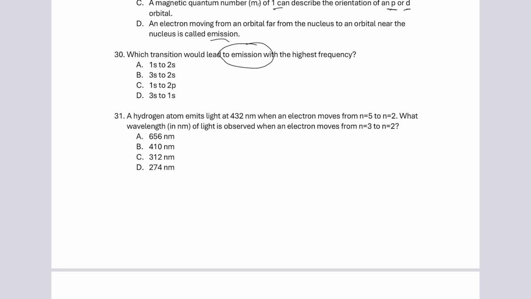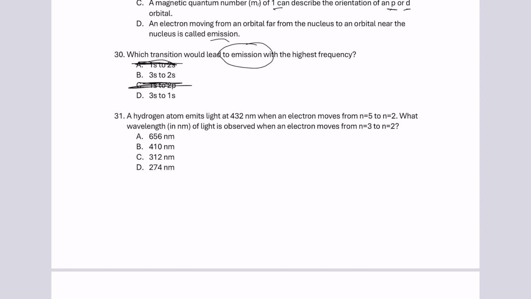Emission occurs when an electron moves from a higher energy level to a lower energy level, and it releases energy in the form of a photon. The energy of that emitted photon is determined by the difference in energy between the 2 levels. So with that in mind, we can immediately cancel out A and C because they both describe an absorption process. What we're left with is B and D.